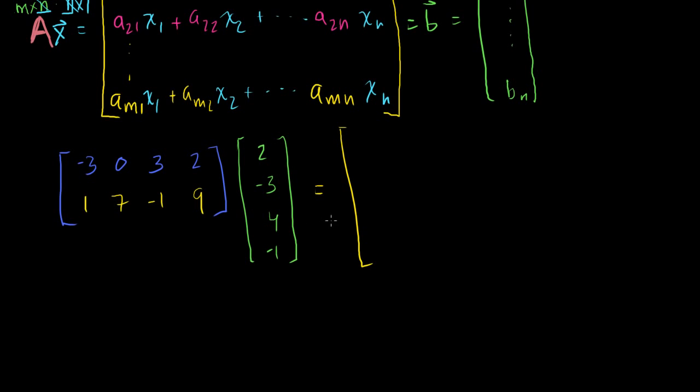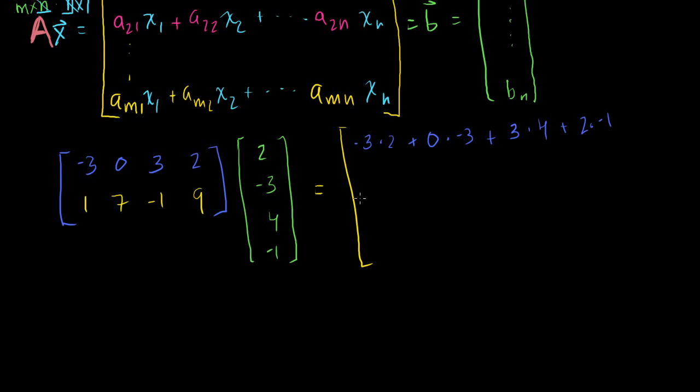And then the second entry here is going to be the dot product of this row vector with this column. So let's do it. It's going to be -3 times 2, plus 0 times minus 3, plus 3 times 4, plus 2 times minus 1.